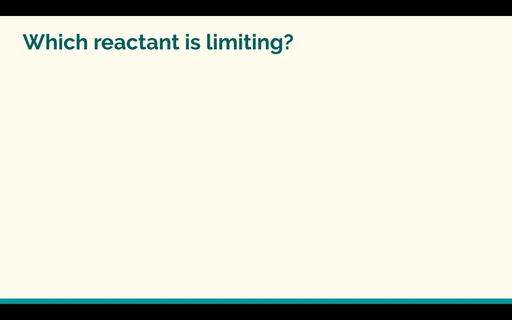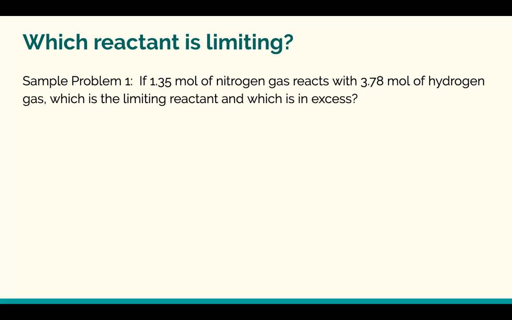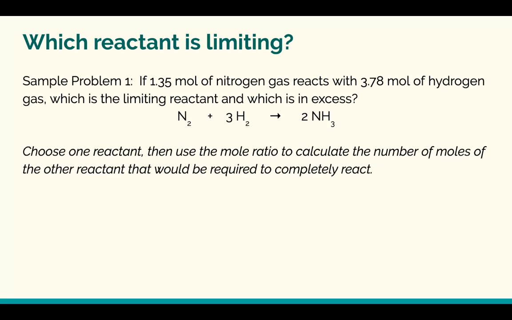So how can we figure out which reactant is limiting? Let's look at a sample. If 1.35 moles of nitrogen gas reacts with 3.78 moles of hydrogen gas, which is the limiting reactant and which is in excess? And here's the reaction that's happening to form ammonia. So we've got 1.35 moles of nitrogen and 3.78 moles of hydrogen. So we have to figure out which one would be used up first.